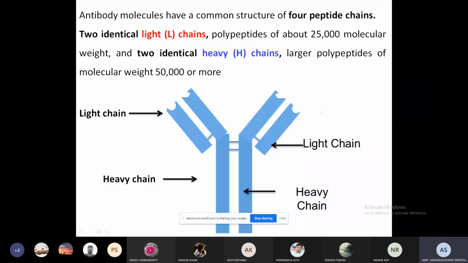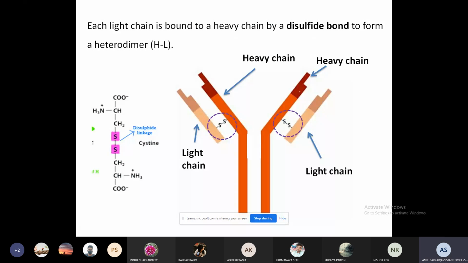So four peptide chains, two identical light chains. Maybe I missed the term identical. This light chain and this light chain are exactly identical, and this heavy chain and this heavy chain are also exactly identical. Then how are they bound to each other? They cannot float in the air. Each light chain is bound to the corresponding heavy chain with a bond known as a disulfide bond, which is also one type of weak interaction.